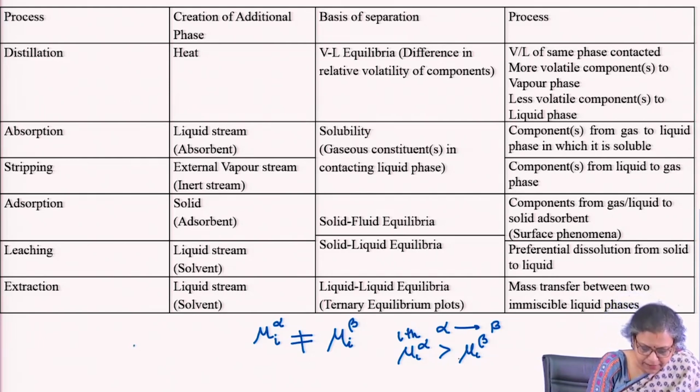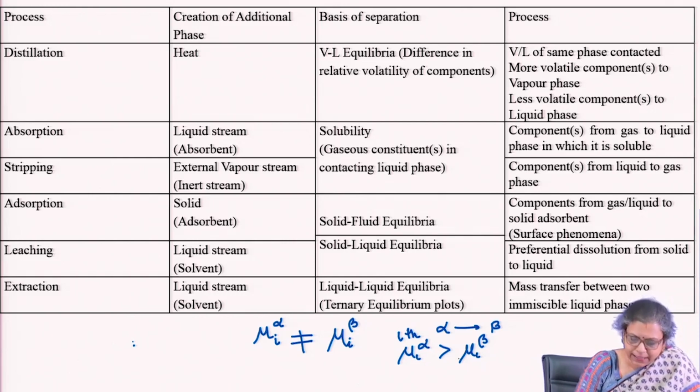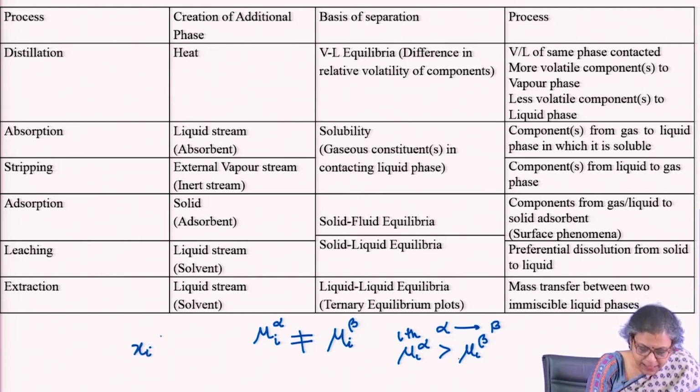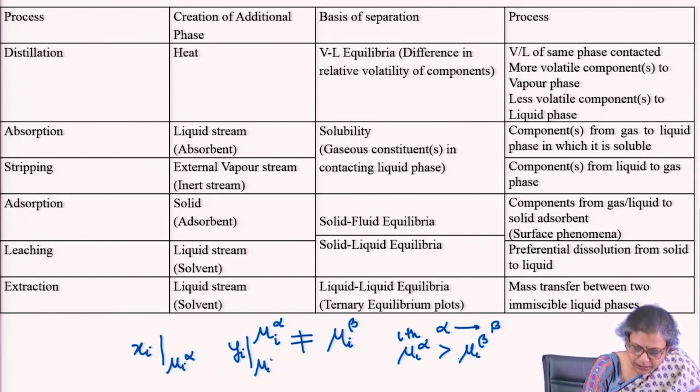What I mean to say is that suppose in the alpha phase I denote the composition as xi, so xi corresponding to mu i alpha, and for the beta phase, suppose I assume that the composition is denoted by yi, so yi corresponding to mu i beta. Now, these two compositions are important, and mass transfer will stop when mu i alpha is equal to mu i beta.